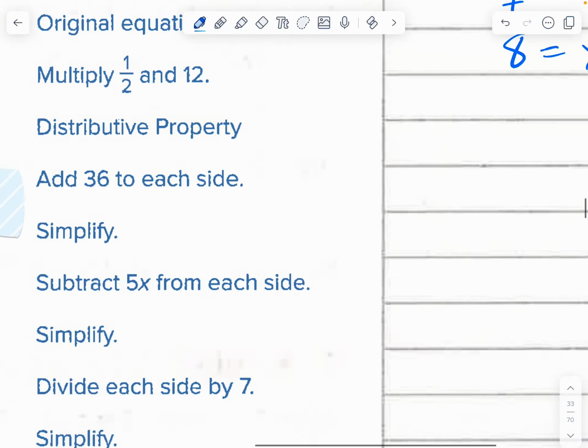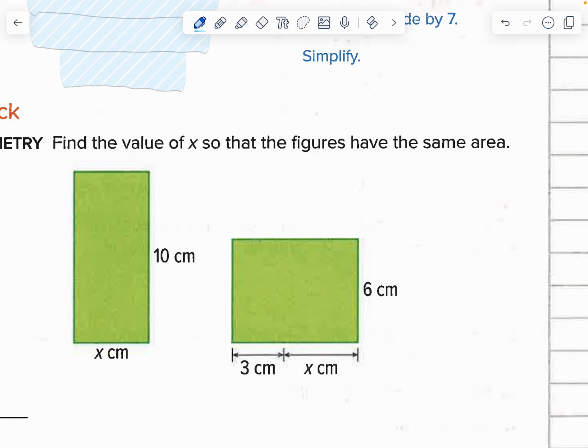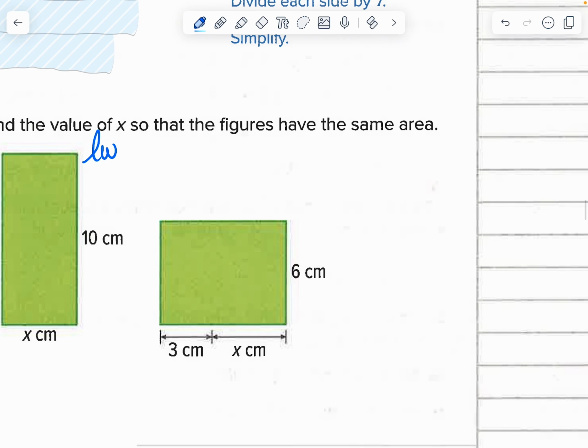Okay, so now let's come down to this one. It says, find the value of x so that the figures have the same area. Okay, so same area, that means they equal each other. They're both going to be rectangles, so length times width. So I look at the first one, and I take x and I multiply it by 10. Oh, but this is weird. Well, if this was 7, I would take 3 plus 7. If it was 8, it would be 3 plus 8. So it's x, so I'm just going to take 3 plus x.